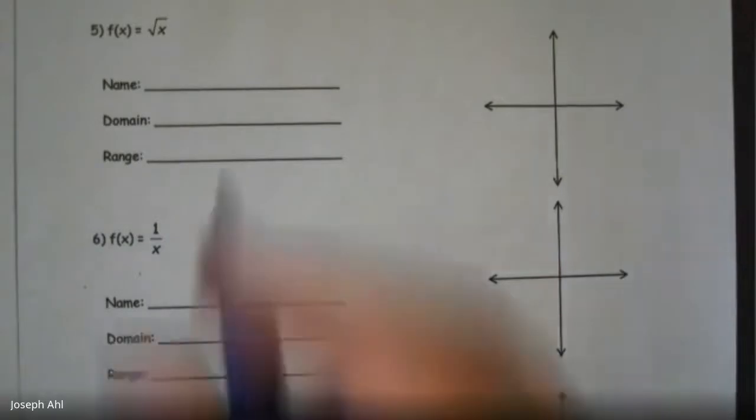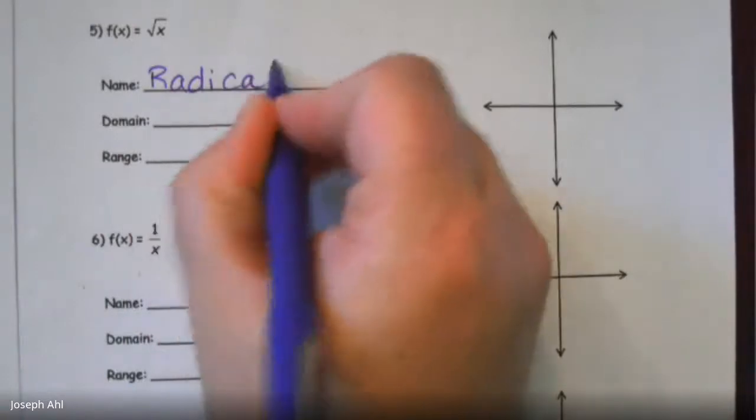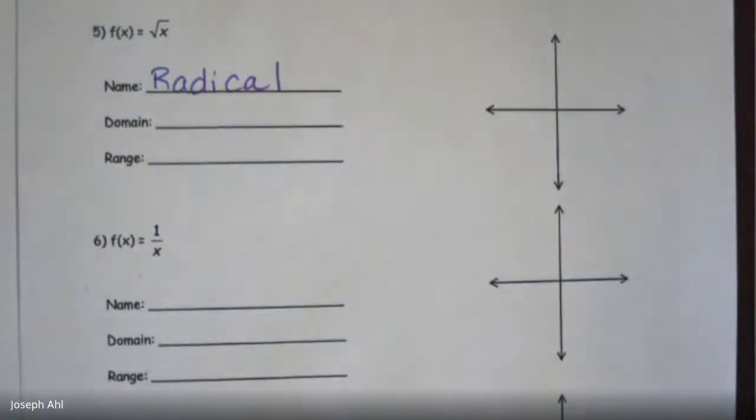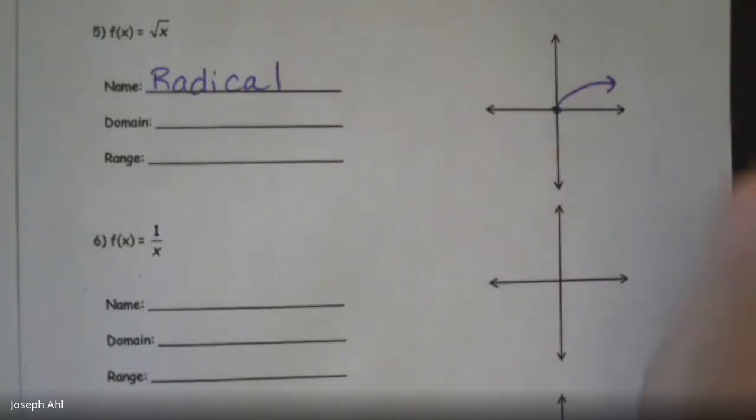So for number 5, I would give this the name of a radical function. You might in a textbook see this called a root function, right? We're taking a square root of x. So the radical function is going to have a sketch that looks like this, which maybe is not too surprising.